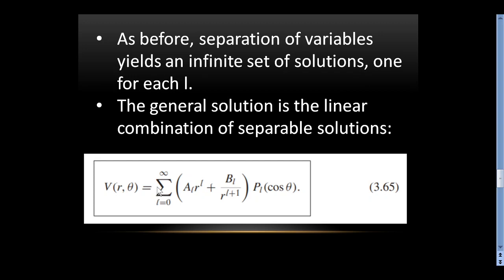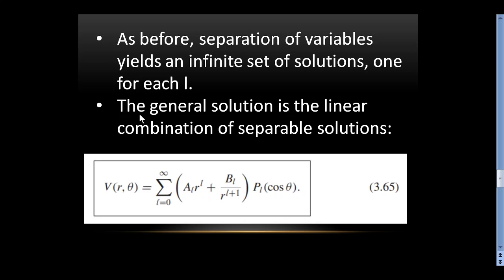Now, as previously, here we are not getting a single solution. We are getting a set of solutions for each value of L. So L equal to 0, there will be one solution. L equal to 1, another solution. L equal to 2, the third solution. So we are getting here a set of solutions, and each of the solutions can satisfy the Laplace equation. So using the property of completeness, we can say that if we take the linear combination of all these solutions, that can also satisfy the Laplace equation in the r, theta coordinate system.